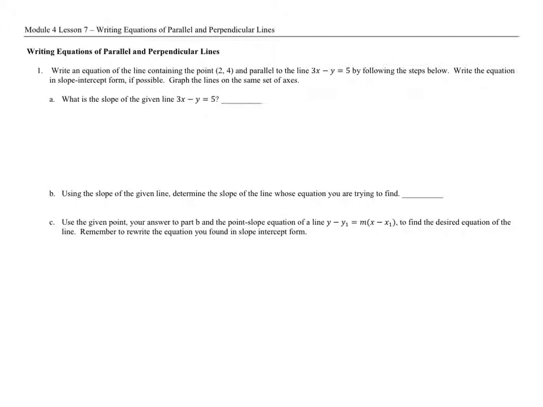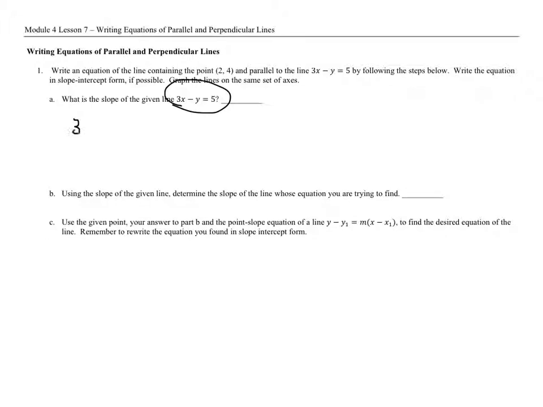Write the equation in slope-intercept form if possible, and then we're going to graph both the lines on the same set of axes just to kind of verify our result. Okay, so the first part is what is the slope of the given line? Well, the easiest way to do this is solve for y in terms of x here. And we've been doing this all along.